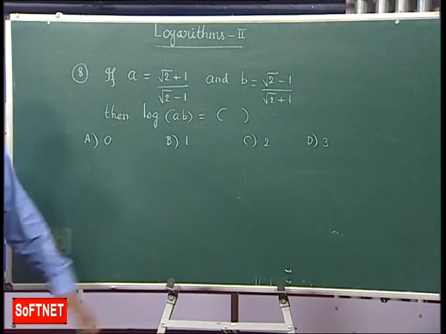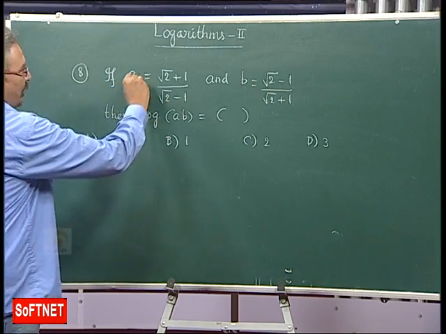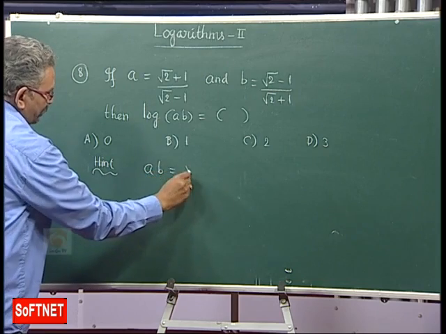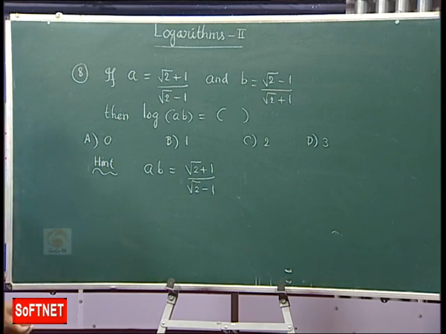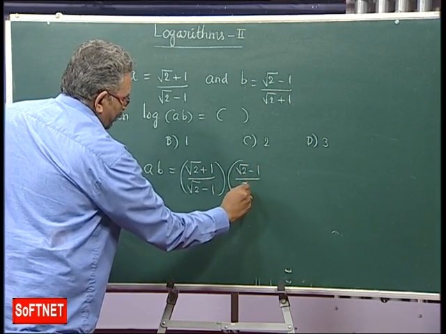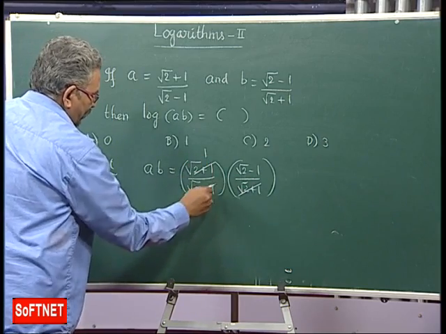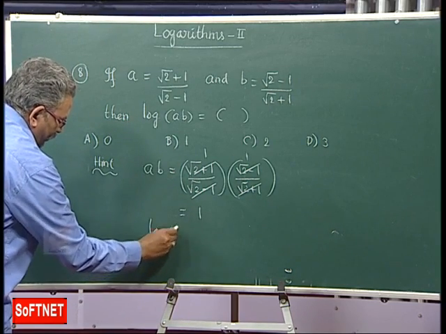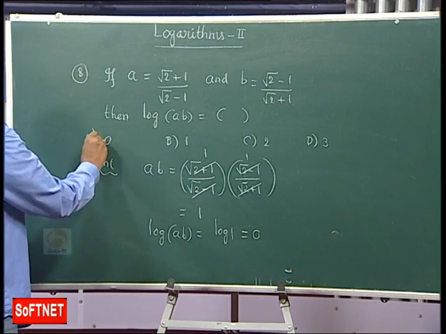Okay. So, how to solve this problem? Here we have to find out log of AB. So, first let us find out A into B. AB is equal to root 2 plus 1 by root 2 minus 1 multiplied by root 2 minus 1 by root 2 plus 1. Am I correct? So, this gets cancelled, we get 1. So, AB is equal to 1. What we have to find out? Log AB. So, log 1. What is the logarithm of 1? Yes, 0. So, option is A.